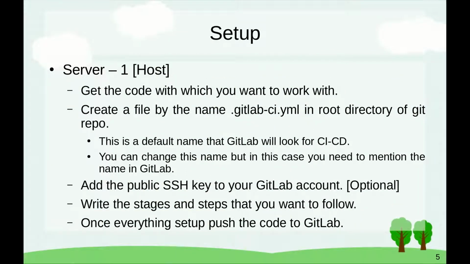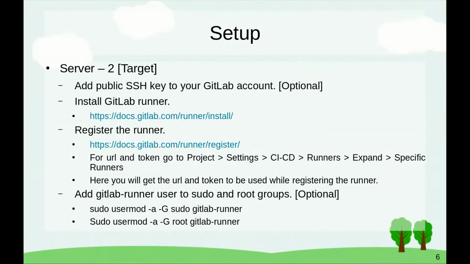As I already mentioned, on server 1, that is the host machine, I need to write the .yml file, and I need to have the code that I want to deploy on the target machine, as well as the GitLab repository to be set. And on the target machine, I need to install the GitLab runner and also register it. So let's see practically.